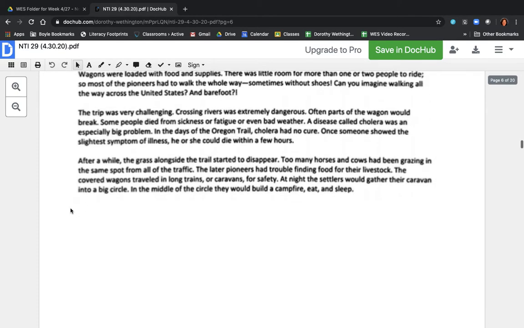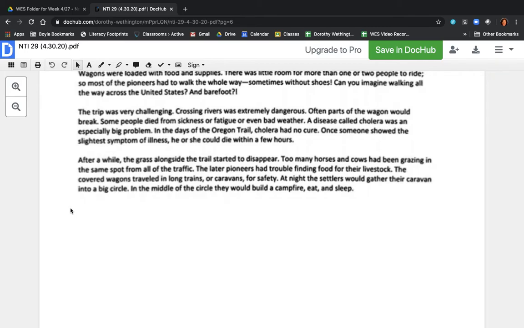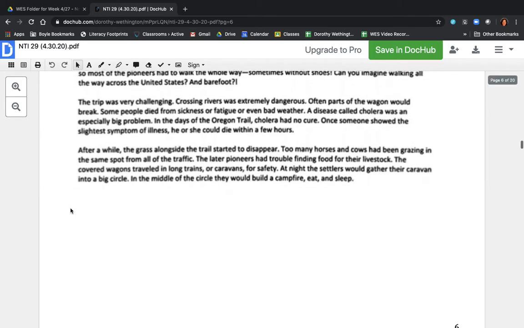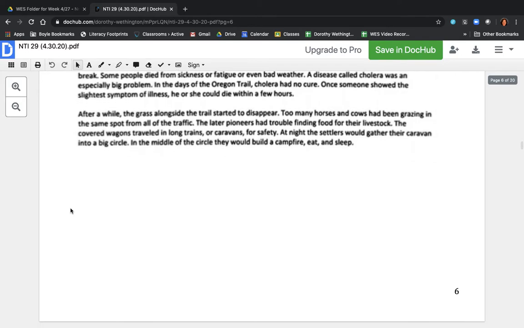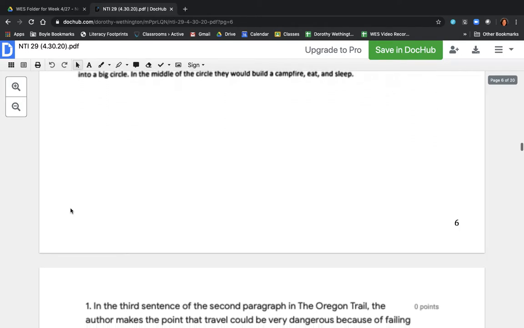The covered wagons traveled in a long train or caravan for safety. At night, the settlers would gather their caravan into a big circle. In the middle of the circle, they would build a campfire, eat, and sleep.